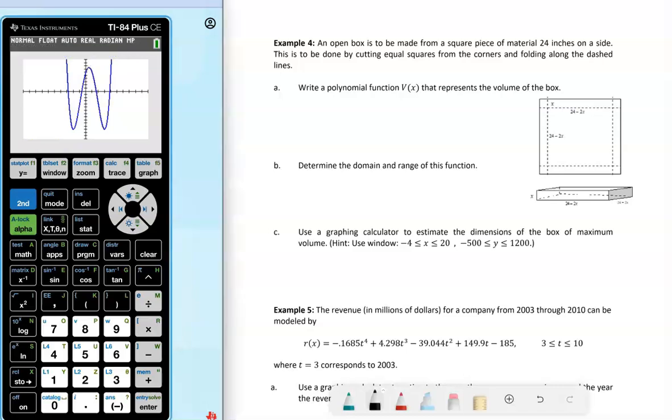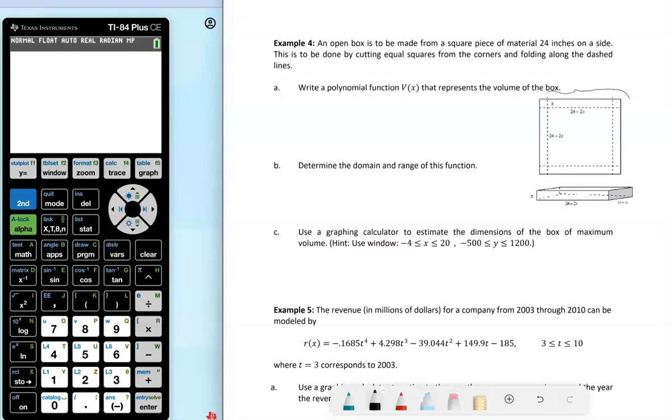Example 4 is an application problem. An open box is to be made from a square piece of material 24 inches on a side. This is to be done by cutting equal squares from the corners and folding along the dashed lines. So this entire side is 24 inches. The corners that we're cutting out are of dimension x.